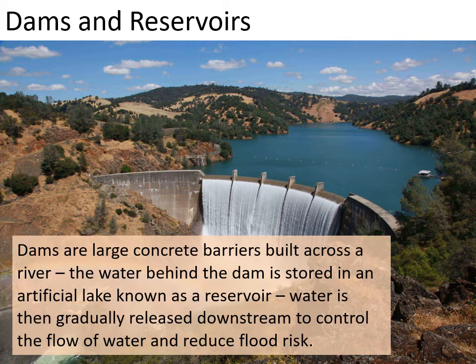And here's the writing. Dams are large concrete barriers built across the river. The water behind the dam is stored in an artificial lake known as a reservoir. Water is then gradually released downstream to control the flow of water and reduce flood risk. And that flow of water can be controlled. So if, for example, there was a particularly heavy rainfall, we could slow the amount of water flowing out of this reservoir down so that the river does not flood.